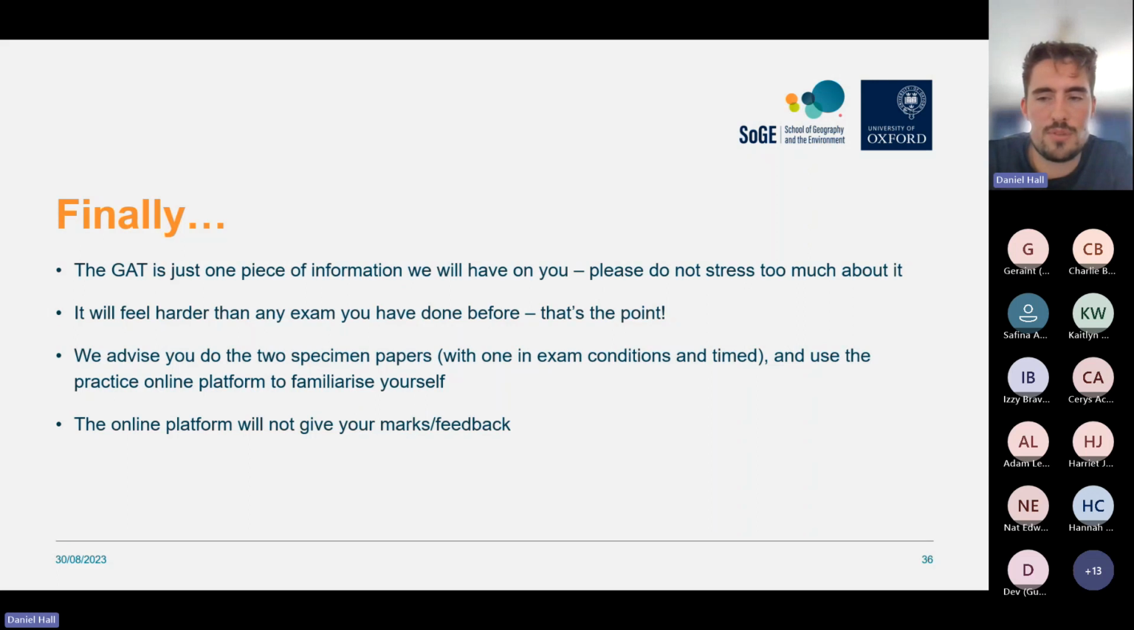There are two examples of what we would consider to be a good essay that are on the website with all those practice materials. So there's the essay responses to the two Part C's across the two specimen papers.